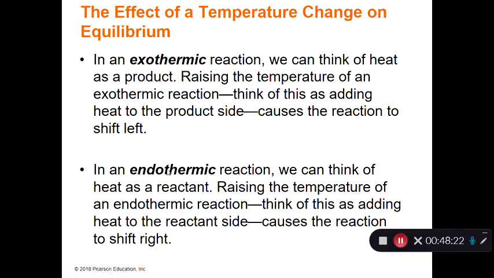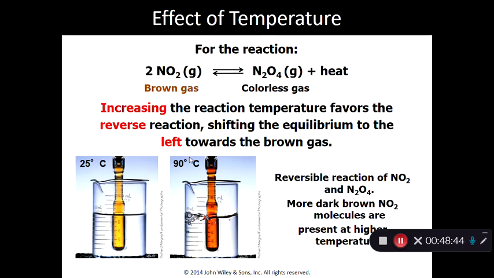How about endothermic? Endothermic, it means we gain heat. So heat is a reactant. How about if we increase the temperature? Heat is a reactant. Increase temperature means increase heat, increase reactant. Increase reactant, system is going to use that one. Shift to the right. So let's see what happens.